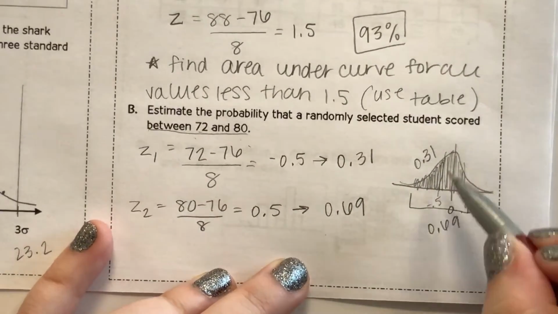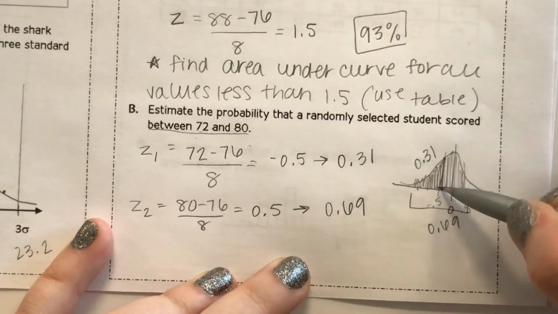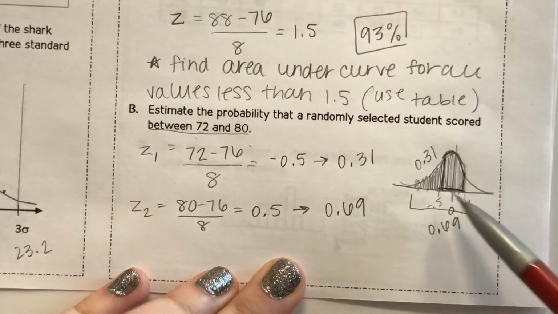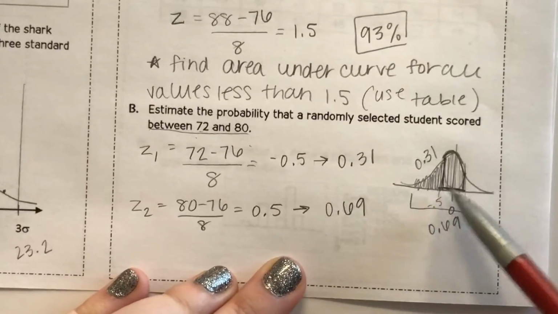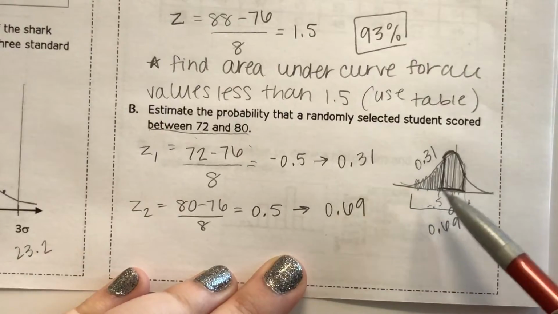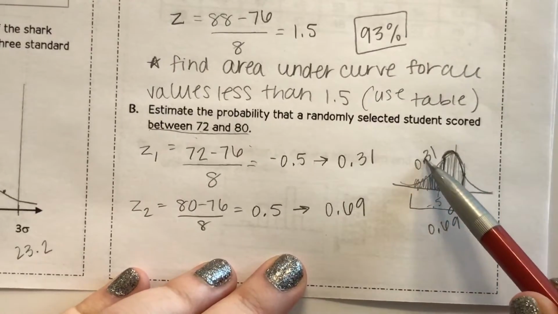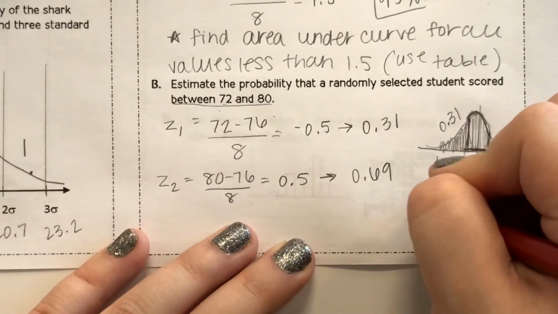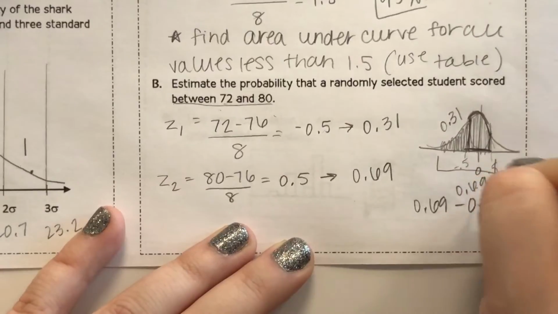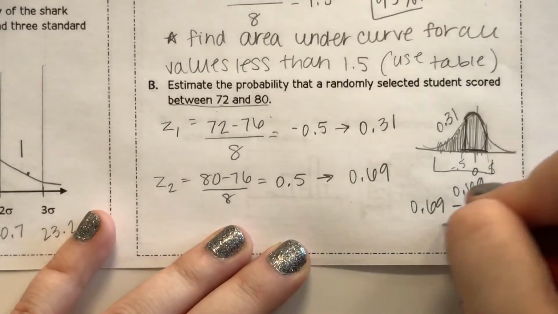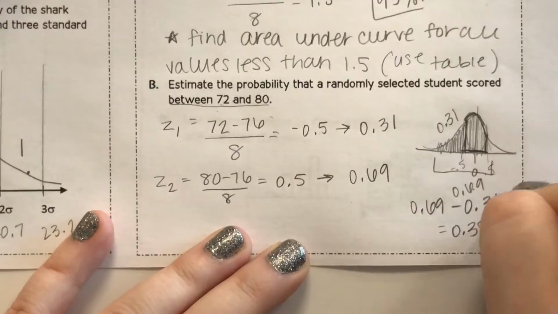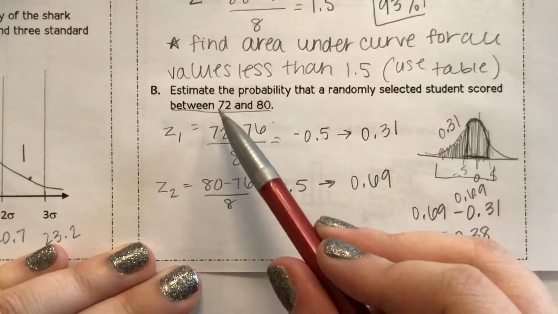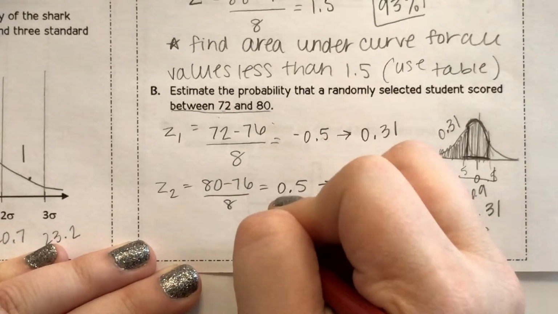I'm only interested in between these two values. So how am I going to figure out what's in this little area here? If I know that this whole thing is 0.69 and this part is 0.31, well, to figure out this part, I'm going to subtract 0.31 from 0.69 to figure out what's left over in the middle. So 0.69 minus 0.31 gives me 0.38. So you can say the answer, the kids who scored between 72 and 80, is about 38%.